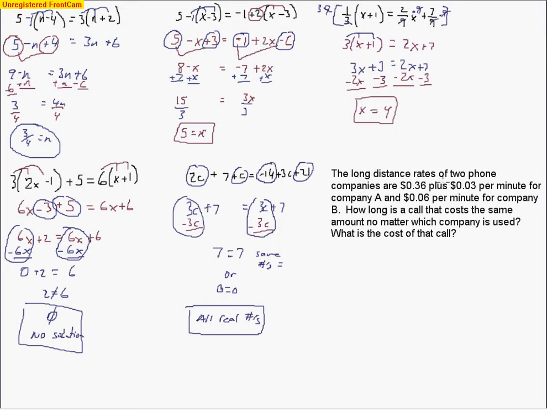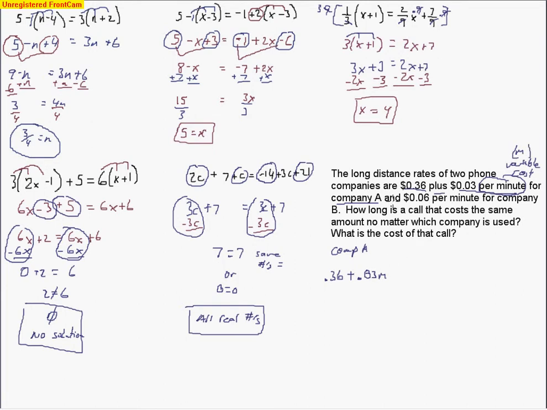The long distance rates of two phone companies are 36 cents plus 3 cents per minute for company A. Alright, that's company A. Now, 36 cents plus 3 cents per minute. So per minute, this is when we have our variable cost. So when you see the word per or each, that tells us that we've got a variable amount here. Depends on the number of minutes. So company A, let's write down company A. Their charge is this 36 cents plus, and then we had the 0.03 dollars per minute. We don't know the number of minutes, so we're going to use m for the number of minutes.